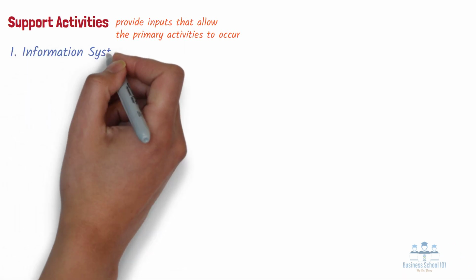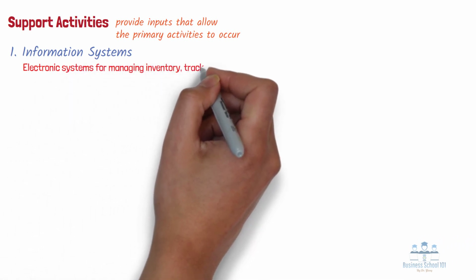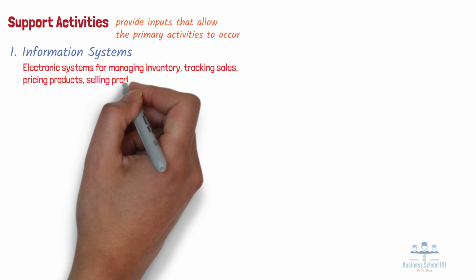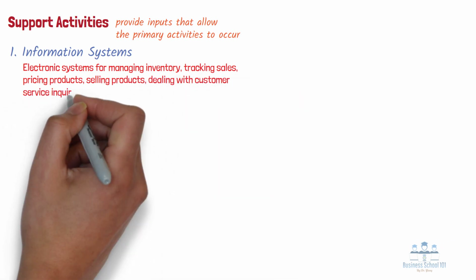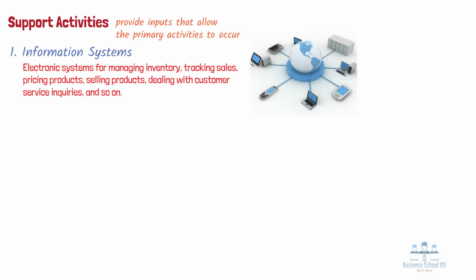First, information systems. Information systems refer to the electronic systems for managing inventory, tracking sales, pricing products, selling products, dealing with customer service inquiries, and so on. Information systems, when coupled with the communications features of the Internet, can alter the efficiency and effectiveness with which a firm manages its other value creation activities. For example, Dell has used its advanced information systems to attain a competitive advantage over rivals. These systems have reduced the amount of inventory that Dell holds at its factories to under 2 days, which is a major source of cost savings.